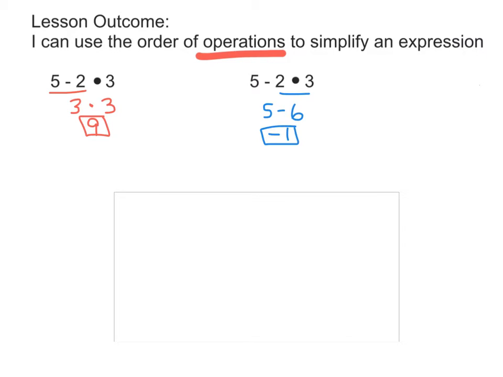So long ago, there was a decision made that there is going to be a specific order in which the operations need to be simplified in an expression. So what is that order? Well, you might remember it from previous experiences.